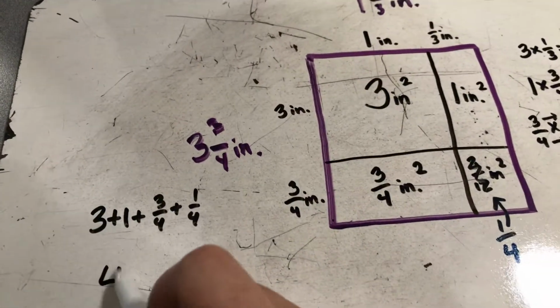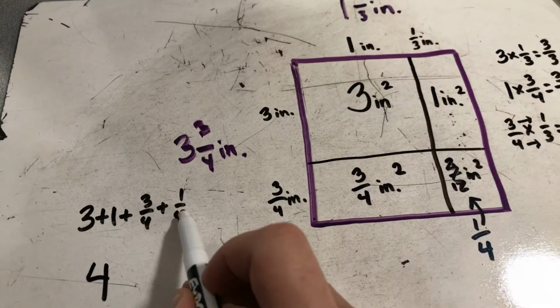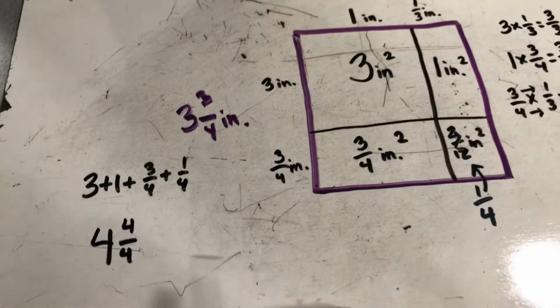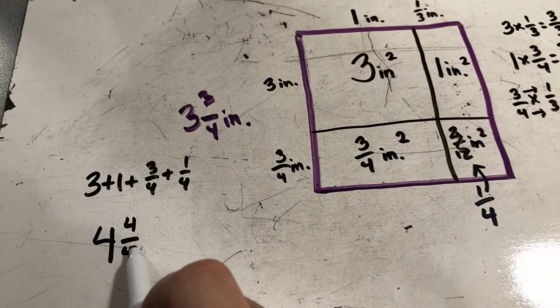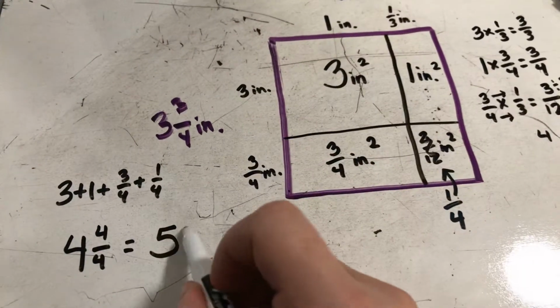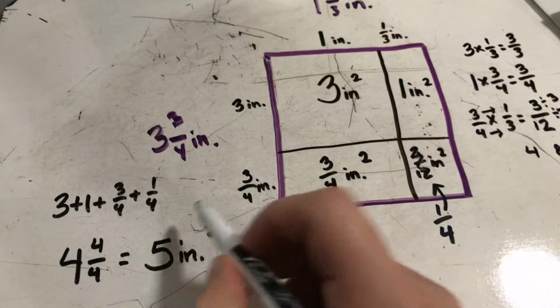3 plus 1 is 4. 3 plus 1 here, 3/4 plus 1/4, so we get 4/4, so that's 4 and a fourth. This is read as 4 plus another 1. Our answer is 5, and we're in inches, and we're looking for the entire area, inches squared.